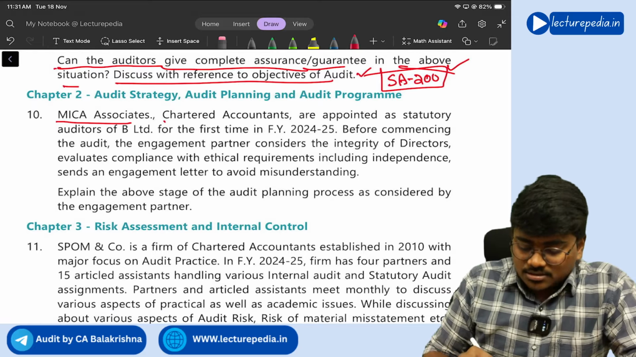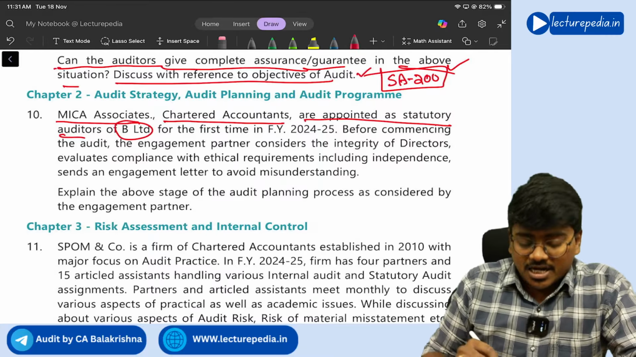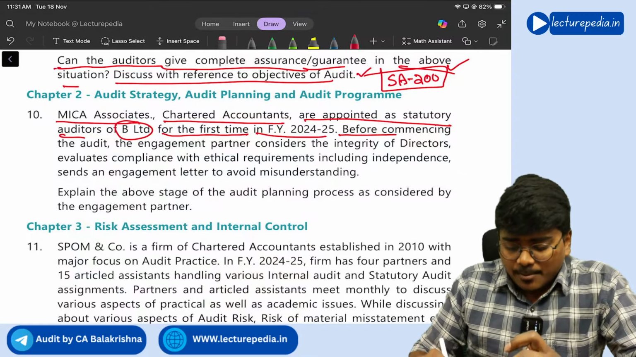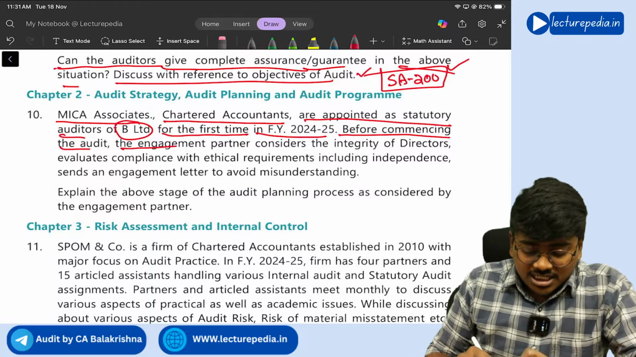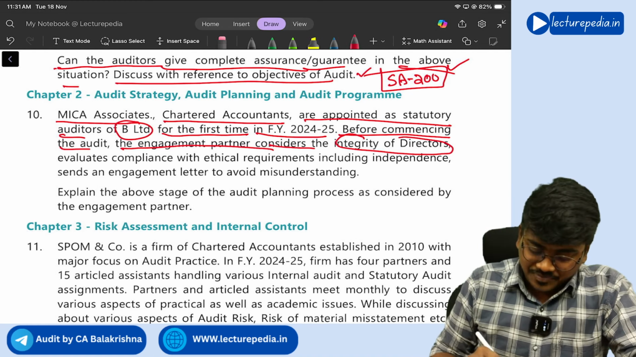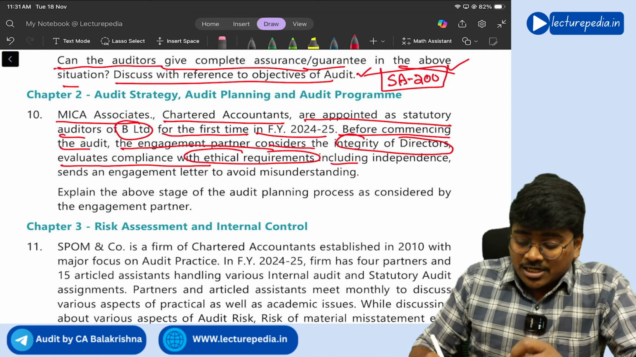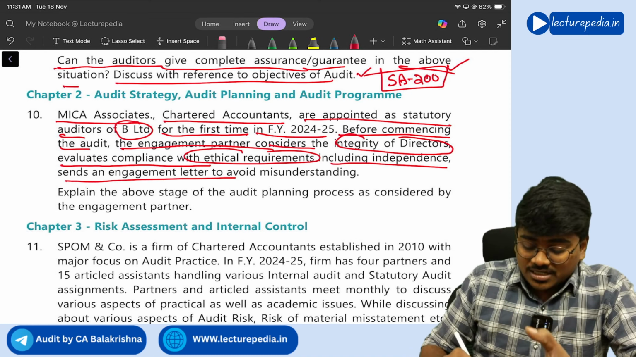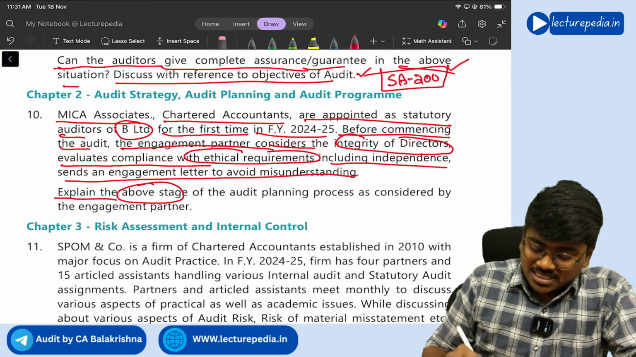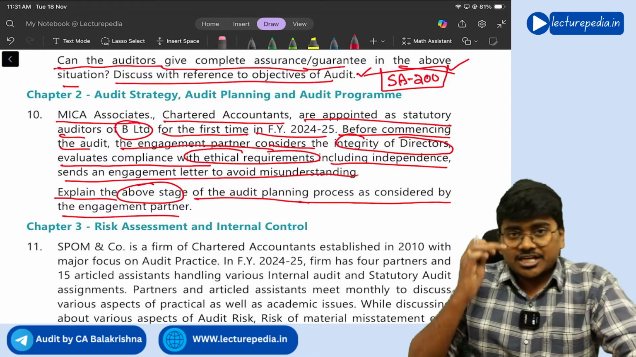Mica Associates Chartered Accountants are appointed as statutory auditors of B Limited for the first time in financial year 24-25. Before commencing the audit, the engagement partner considers the integrity of directors, evaluates compliance with ethical requirements, including independence, and sends an engagement letter to avoid misunderstanding. Now, explain the above stage of the audit planning process as considered by the engagement partner.